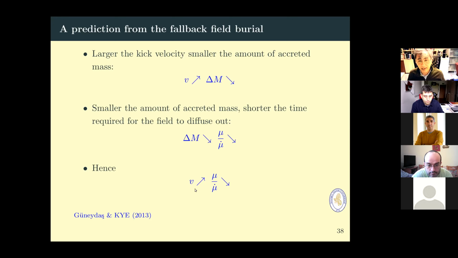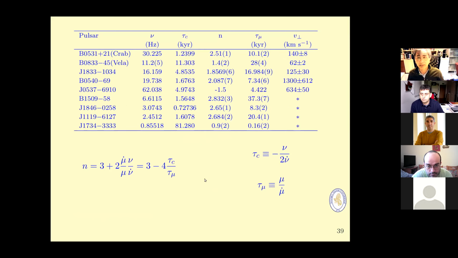If the velocity is large, we can then combine these to see that the field growth time will be short because the field is buried in a shallower layer. And this idea to test the model was proposed by my student Abdullah Güneydaş and me in 2013.